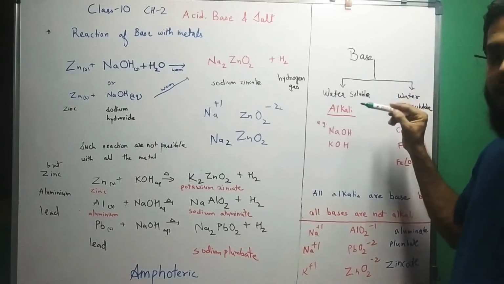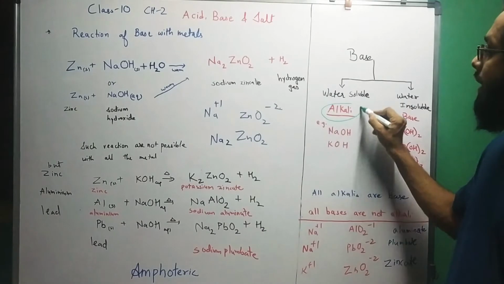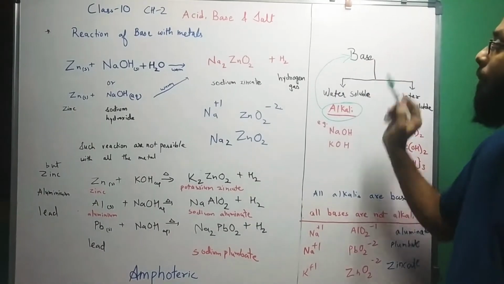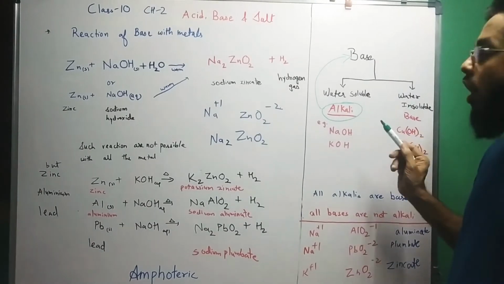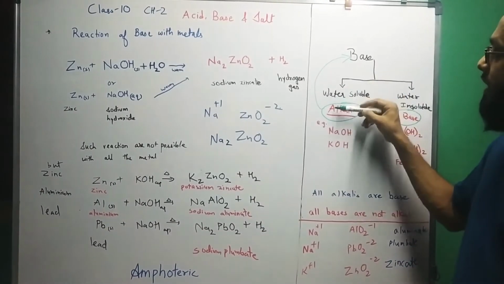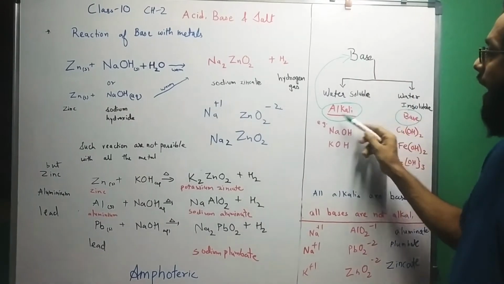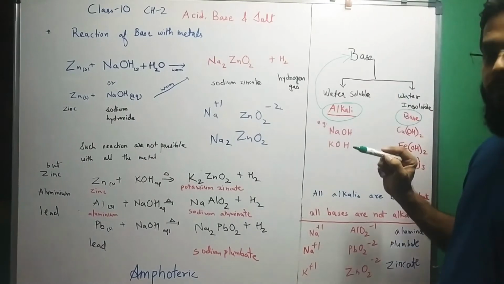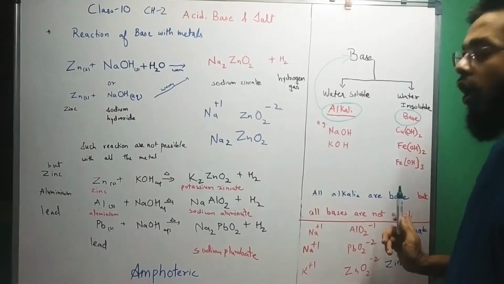So we can see that all alkalis are bases, but not all bases are alkalis. As we can see, these two are categorized under base. So all alkalis are bases, but all bases are not alkalis.